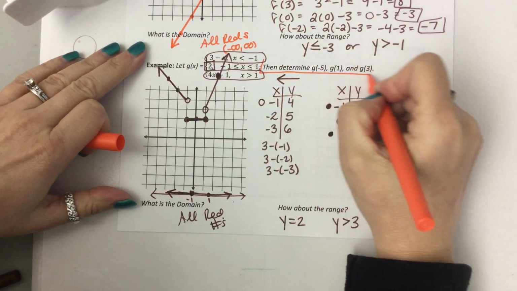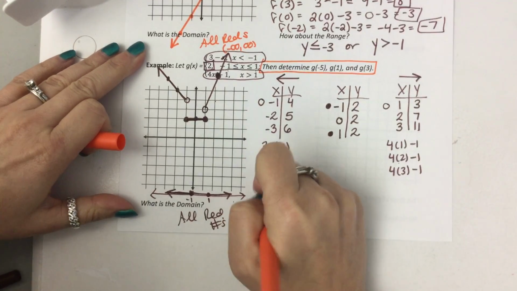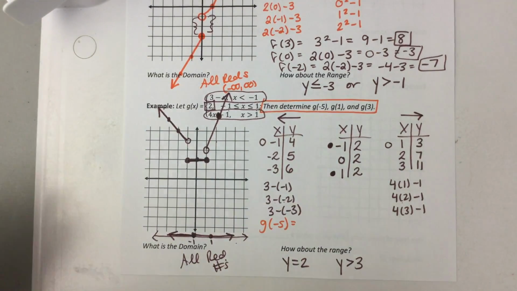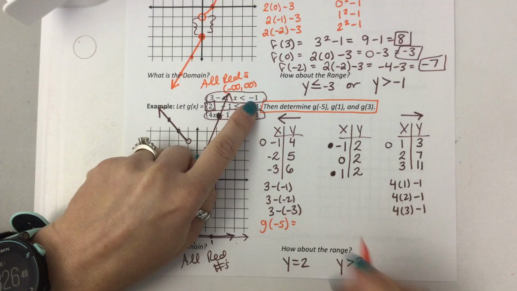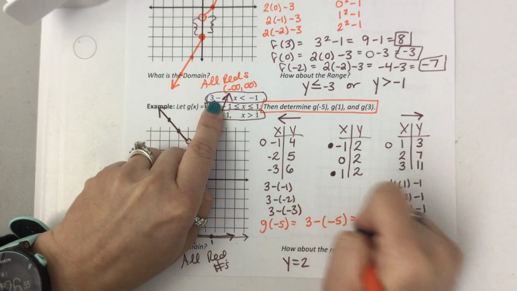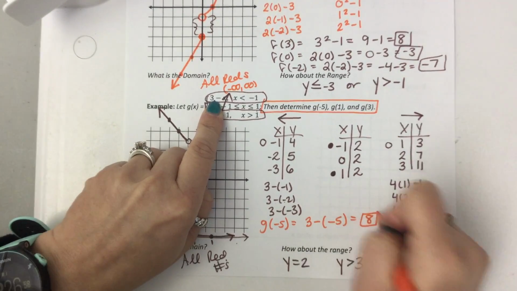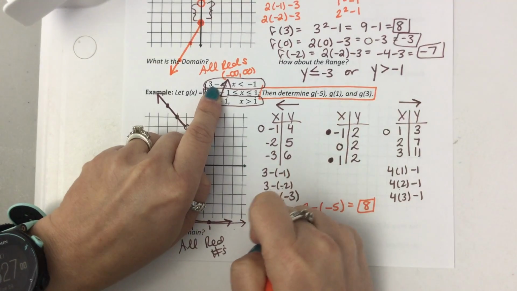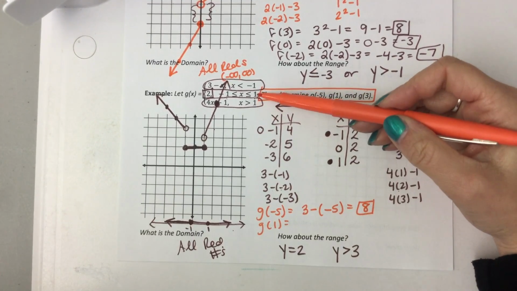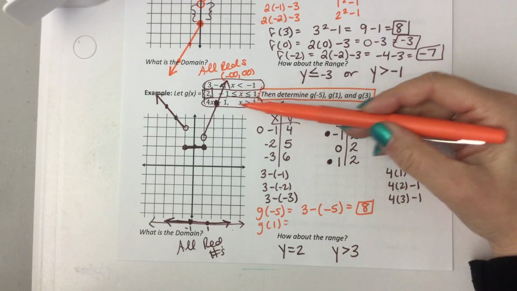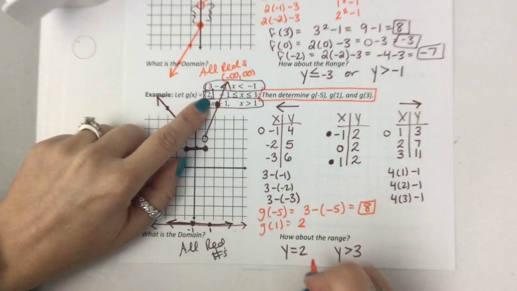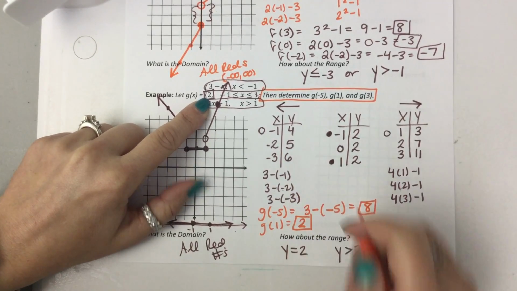Last but not least, we need to evaluate. If I have g of -5, we need to look here and say, okay, where does -5 fit? -5 is less than -1, so I need to fill it into the top piece. 3 minus -5, if you minus a negative, it becomes a plus, so that ends up being 8. G of 1. Well, these two pieces both mention the 1, so you have to see where it is included. It's included in the second piece. Any value -1 to 1 has a constant, meaning it's always going to equal 2.